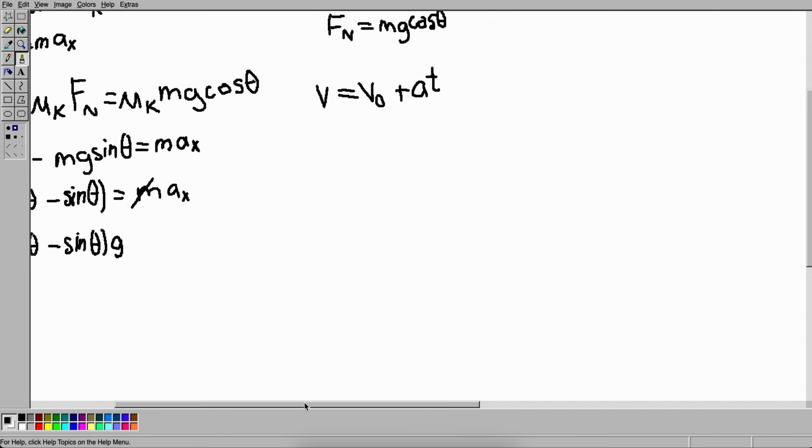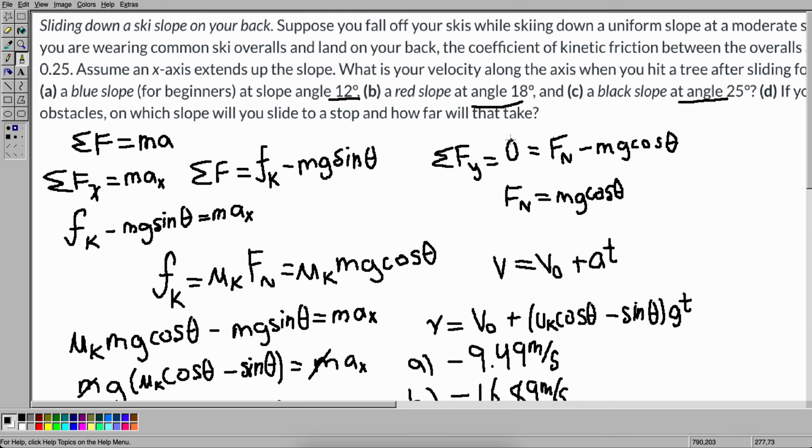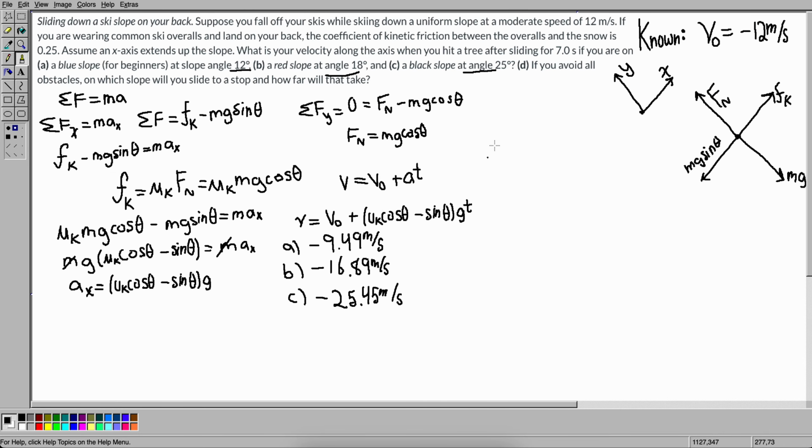For B, theta 18, we get negative 16.89 meters per second. And for C, theta 25, we get negative 25.45 meters per second. Now, part D is a little bit tricky.